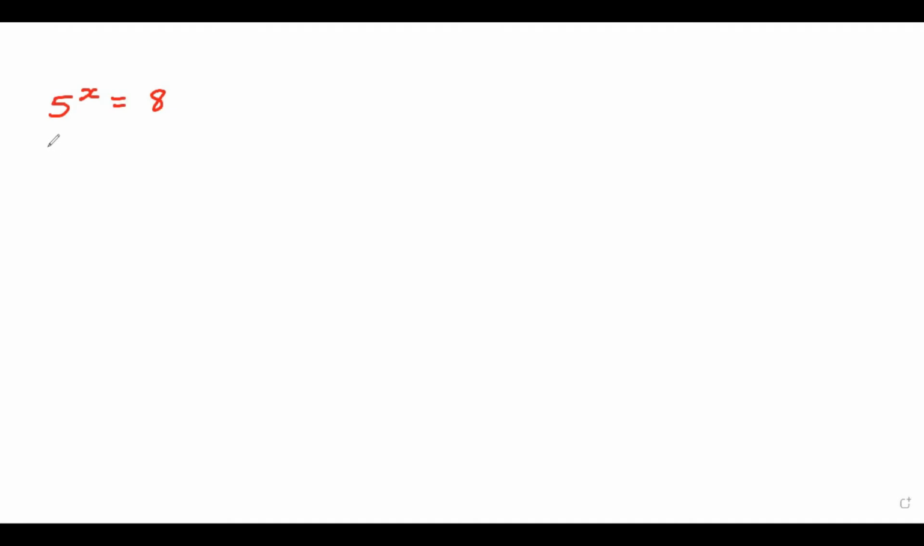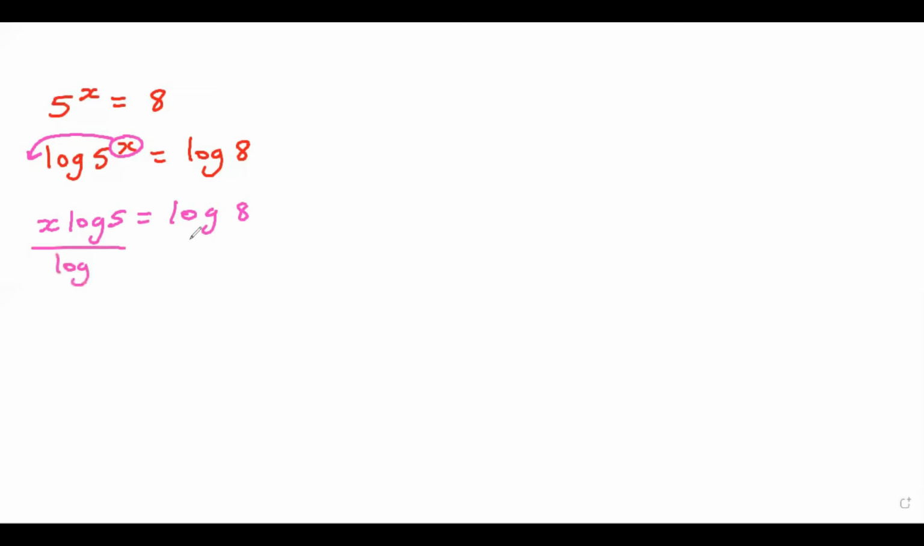Logging both sides, you have log 5 to the x being equal to log 8. Now, the power goes to the forefront. So now we have x log 5 being equal to log 8. If we want to solve for x, we have to what? Divide both sides by log 5. So the log 5's cancel, and we'd have x being equal to log 8 over log 5.